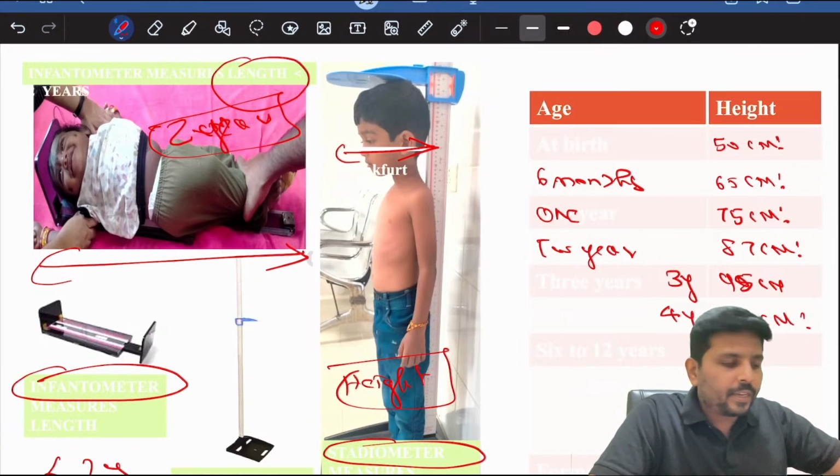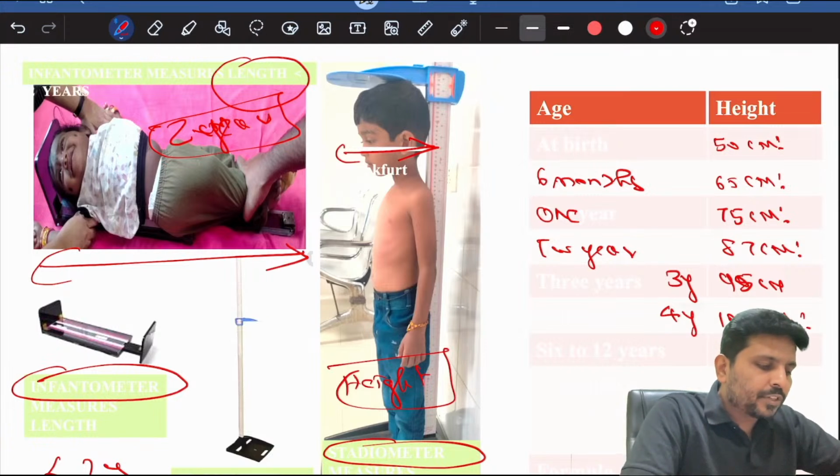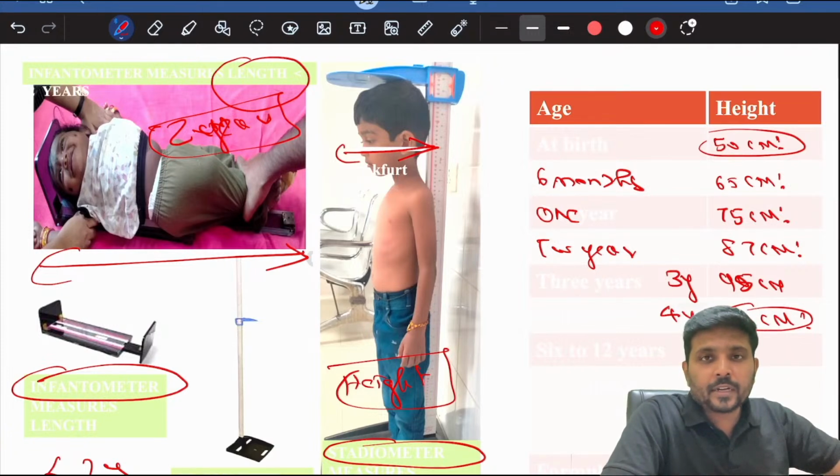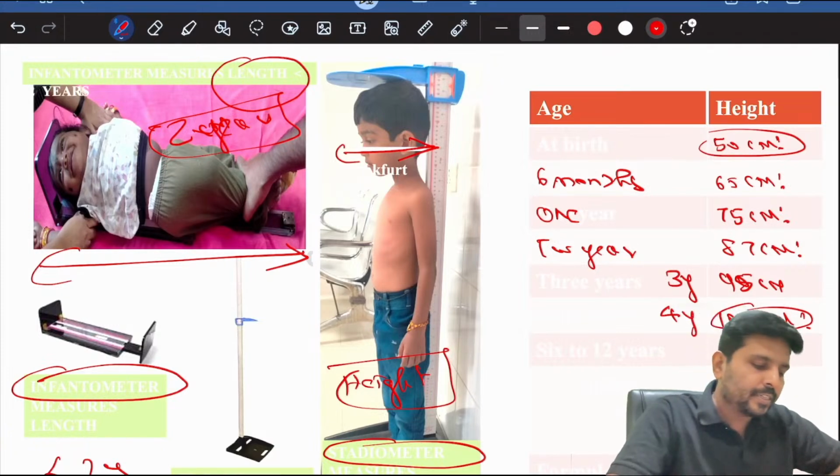So this is very, very important. The height of the child at birth is 50 centimeter. By about 4 years, it becomes 100 centimeter. Remember, the height of the child at 4 years is 100 centimeter.